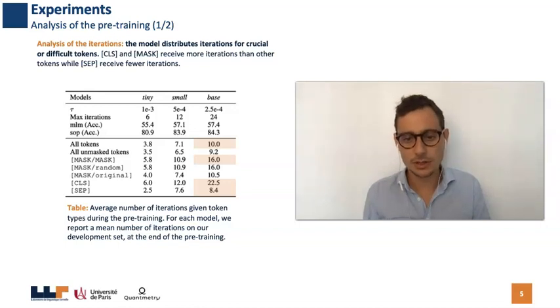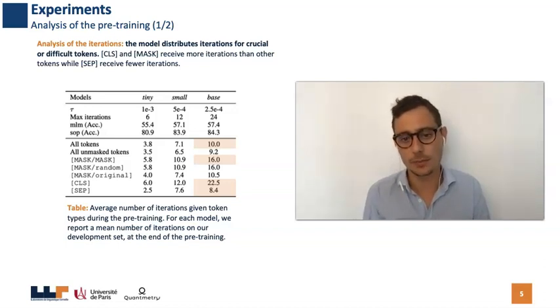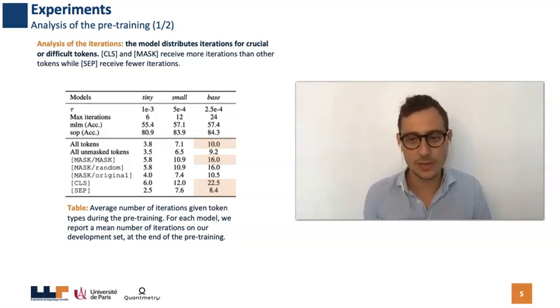We observe that the CLS token receives far more iterations than other tokens. We interpret that the CLS token is used as input for the sentence order prediction task and aggregates a representation for the entire input. We also observe that the mask token benefits from more iterations than the average token. As for the CLS, we interpret that these tokens are crucial for the masked language modeling task.